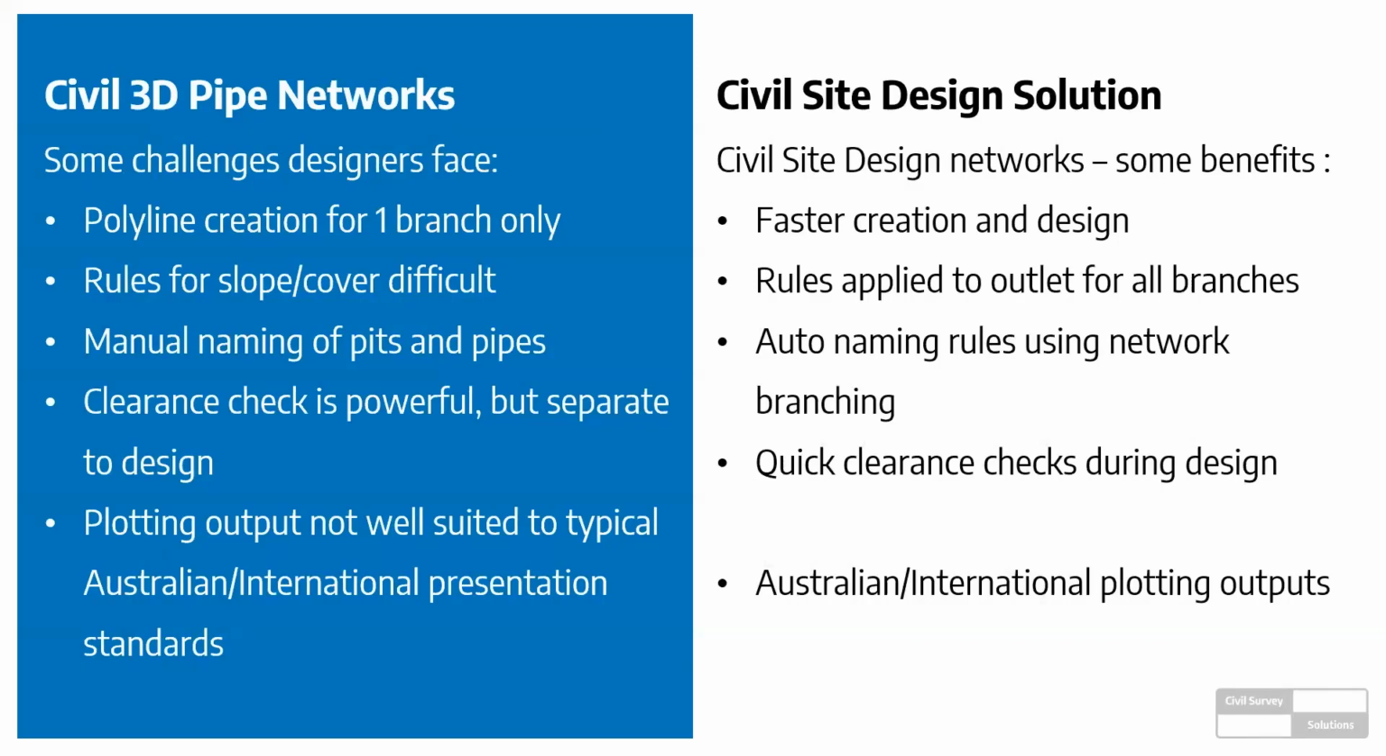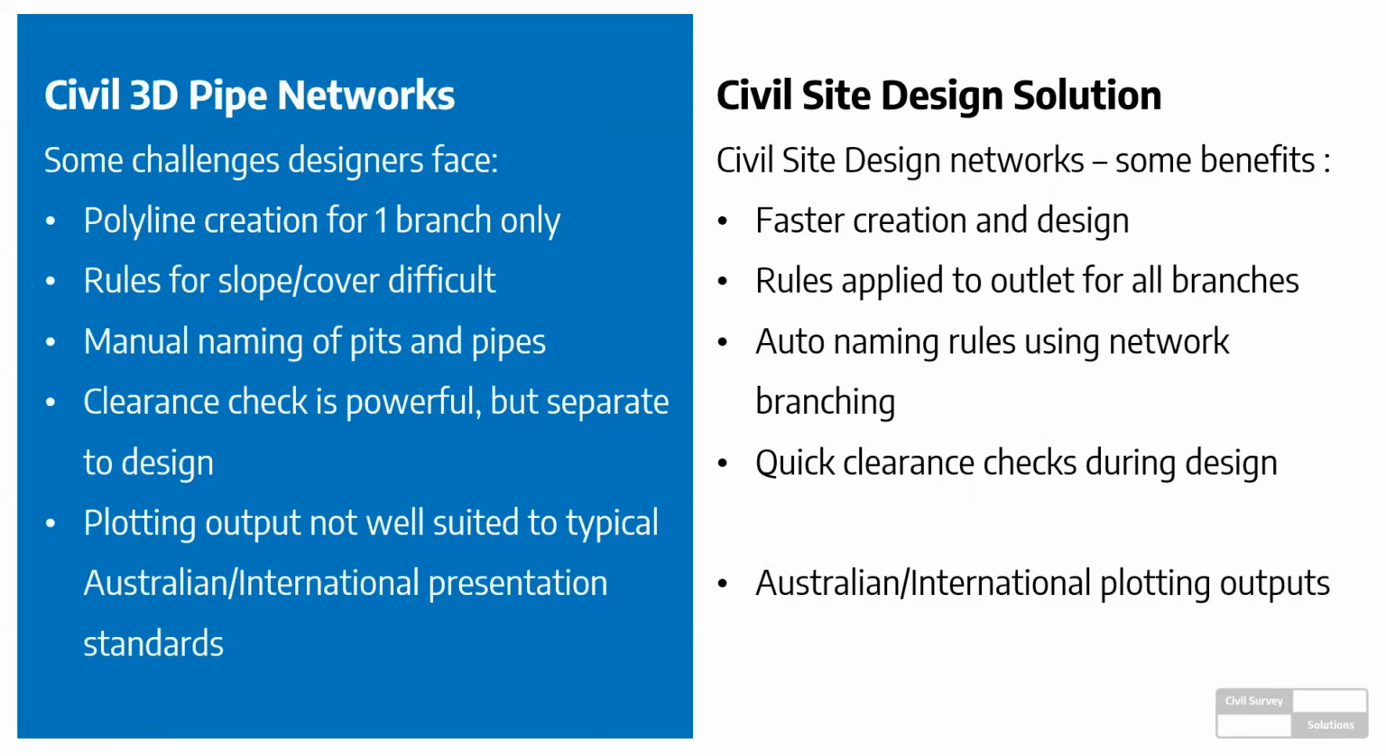The naming of pipes and pits, or as Civil 3D calls them, structures and pipes, is generally manual. There is a naming convention, but it's not really based on branches. Clearance checks are powerful, but they're an out-of-phase process while you're designing. You have to run a tool to check it. And a lot of customers find the plotting output could be a lot better geared to Australian presentation standards.